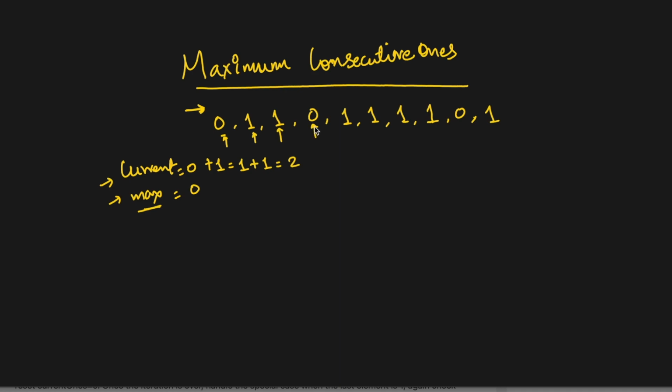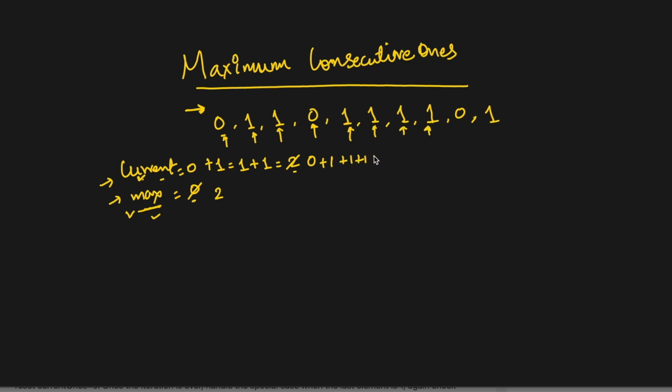So now once we find this 0, what we'll do, we'll compare the max and the current, right? And update the max if it is less than current. So currently the max is 0 and the current is 2. So we'll update the max to 2 and reduce the current to 0. Okay, so this is what we'll do every time we encounter a 0. We'll compare the current and max, update the max if it is less than current, and reduce the current to 0.